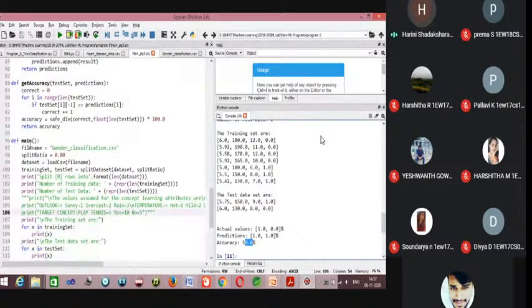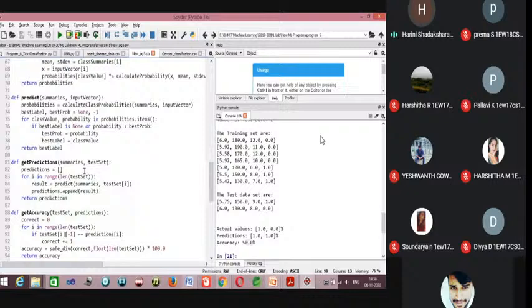From here it starts, main function, file name is genderclassification.csv. After you get the file name and you specify the split ratio, you need not give the split ratio as 80 all the time. You can go with 70 or 60, suggestible 70 or 80. Then you are going to call load CSV.